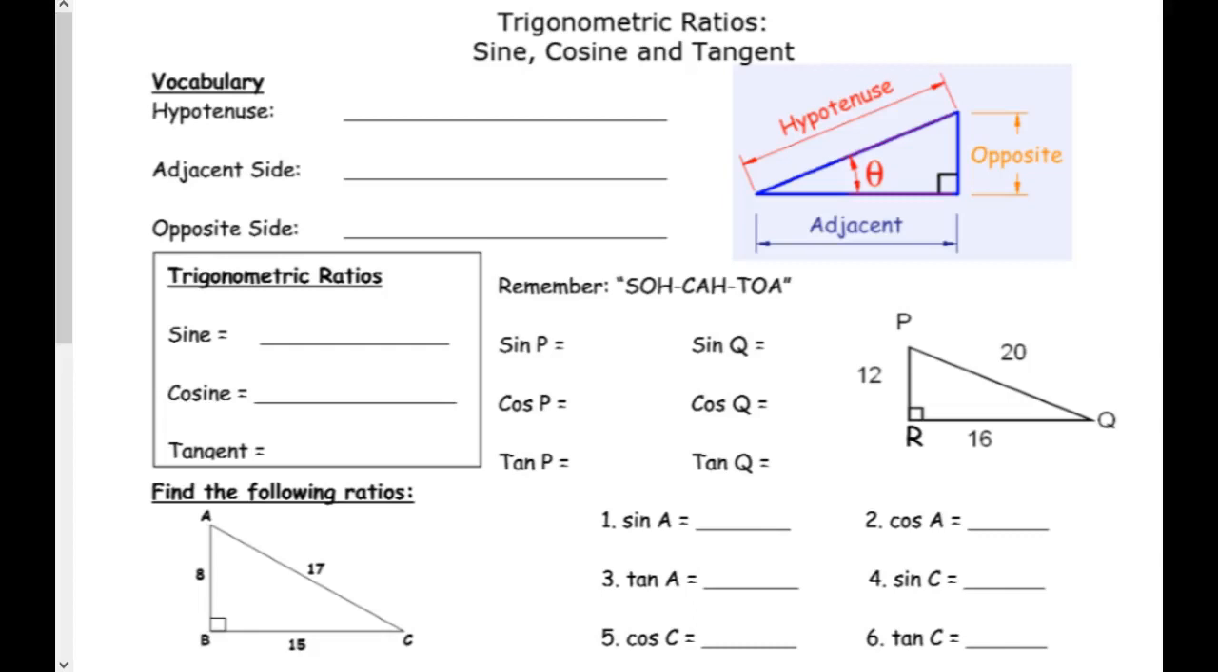Today we are starting trigonometry, so our goal is to be able to use trigonometric ratios, or trigonometry ratios, to solve for a missing side on a right triangle, right? Good. Let's fill in these words.